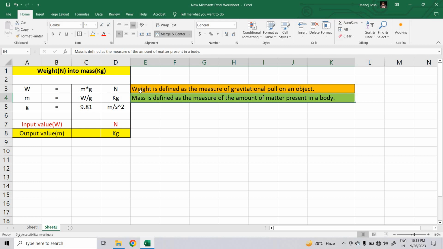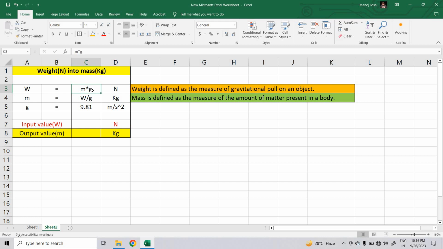Then what is weight actually? Weight is defined as the measure of the gravitational pull on an object, okay? If there is any object, how much gravitational pull will be on that object towards the center of the earth is called the weight. Very simple, right? The unit of weight is Newton, okay? Same as the unit of force, okay?